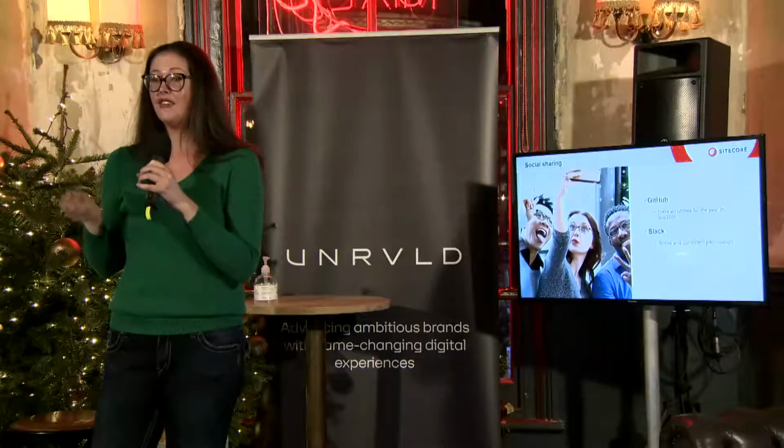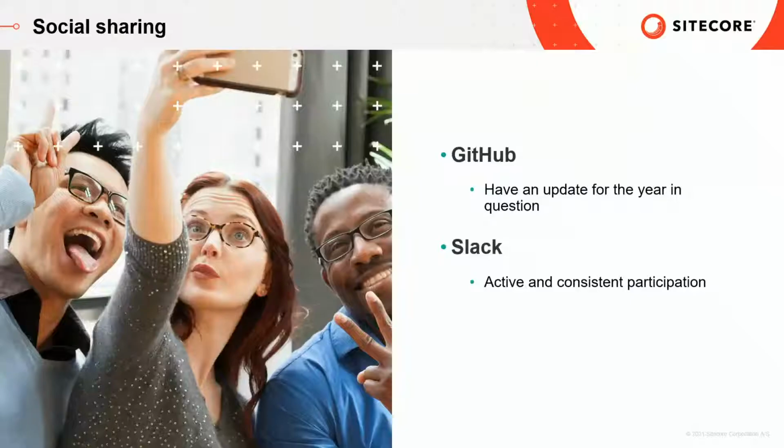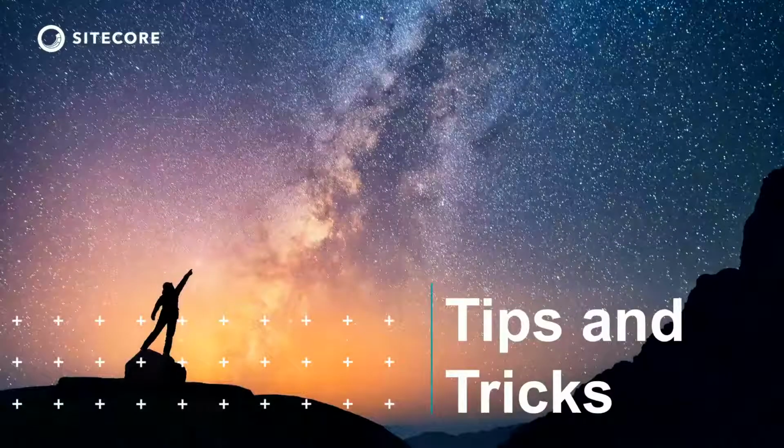And make sure that you're tagging people. Hashtag SMAC, hashtag Sitecore MVP is always a popular one, so that we can search that out pretty quickly. Again, active and consistent participation. And the GitHub one really can't be overstated. It's sad. It makes me sad.